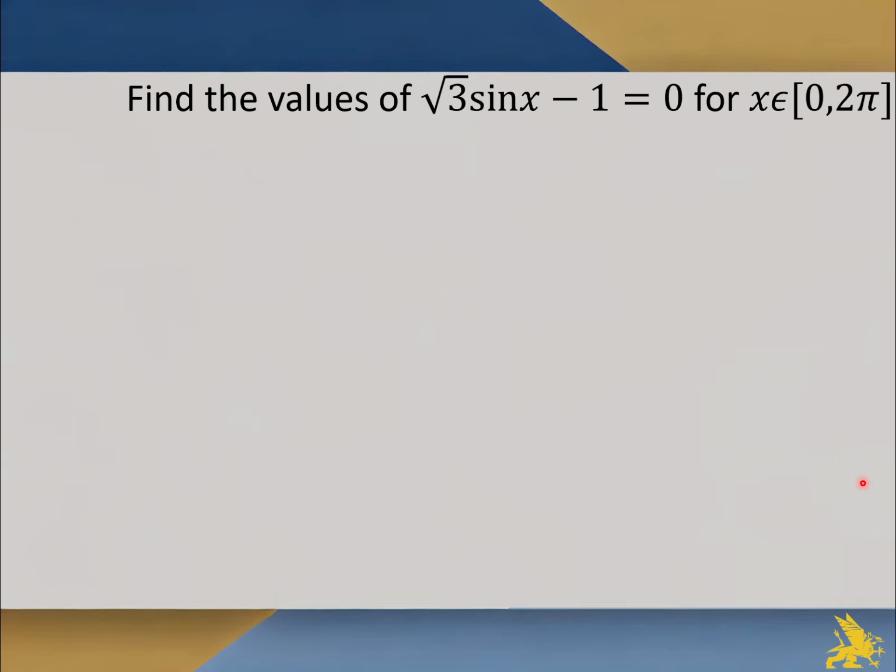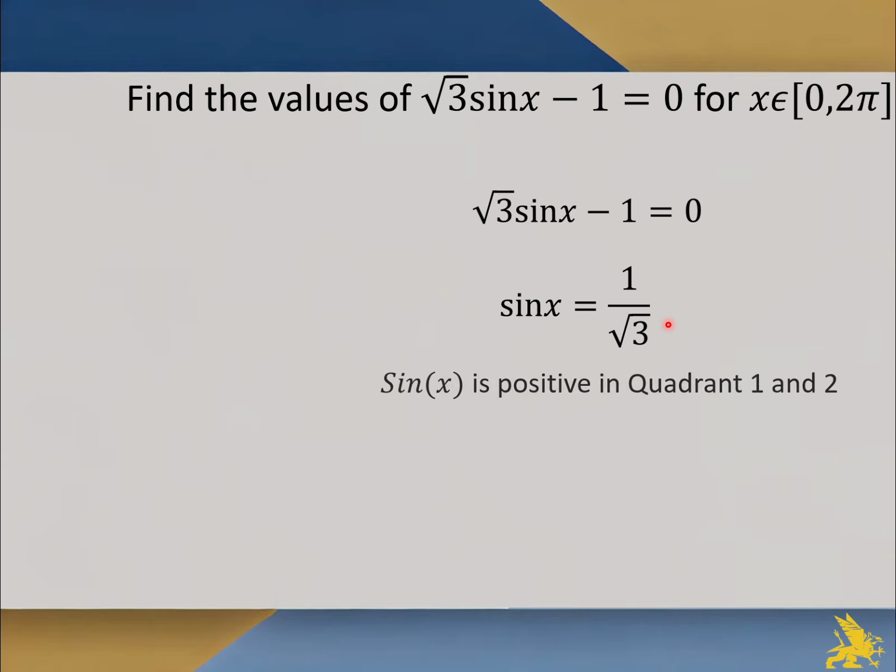We're going to find the values of x where root 3 sine x minus 1 is equal to 0, for x greater than or equal to 0 and less than 2 pi. The first thing we need to be thinking about here is that we want to get sine x by itself. So I'm going to add 1 and divide by root 3. Again, I'll find the inverse in a minute, but the first thing here is it's positive, and we know sine x is positive in quadrant 1 and 2. That's what we will be focusing on, those quadrants.